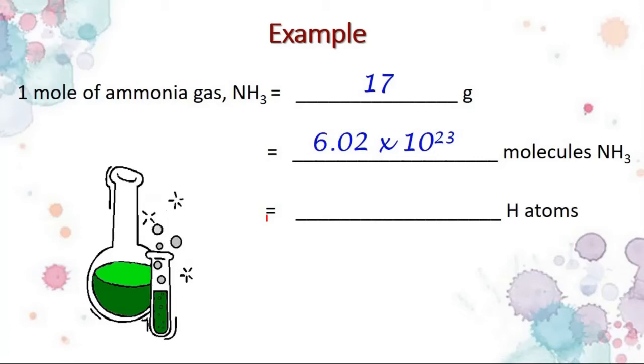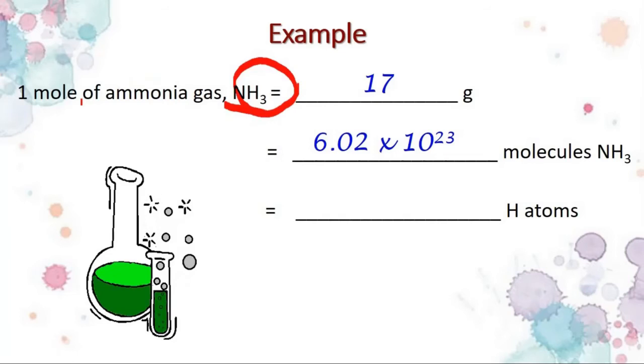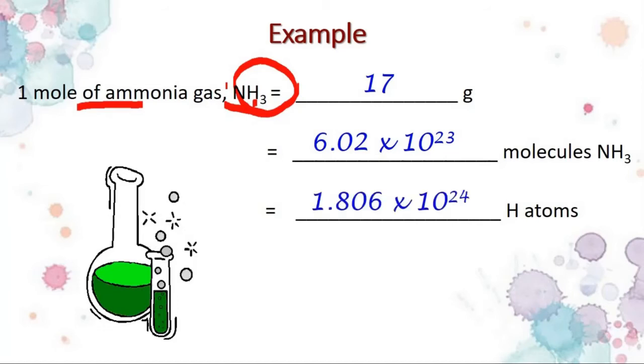What is the number of hydrogen atoms present in 1 mole of ammonia gas? By checking the molecule of ammonia gas, 1 molecule of NH3 contains 3 hydrogen atoms. So 1 mole of ammonia gas NH3 must contain 3 moles of hydrogen atoms. So we use the number of moles of ammonia gas times Avogadro constant times 3. So the answer is 1.806 times 10 to the power of 24.